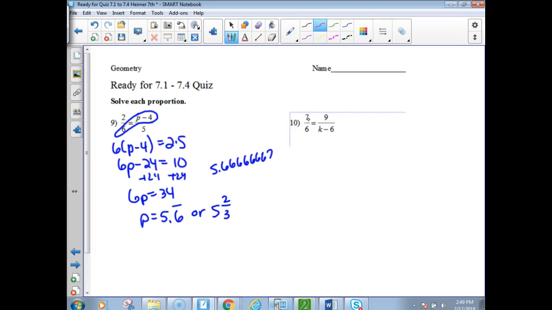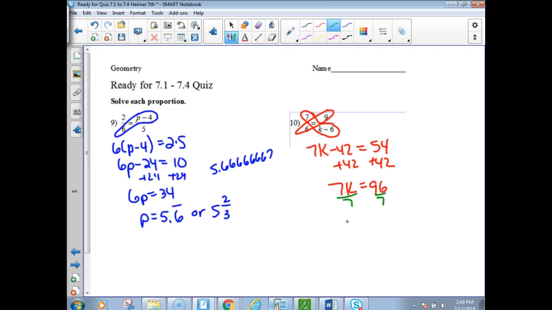Okay, number 10, which, I'm sorry, I don't know why these started with 9 and 10, but I put it in order for the sections. I'm going to go ahead and distribute right away. That's 7k minus 42 is equal to 54, 6 times 9. Add 42 to both sides, and we'll get 7 times k is 96. And then we'll divide by 7, and that's not going to come out beautifully either.